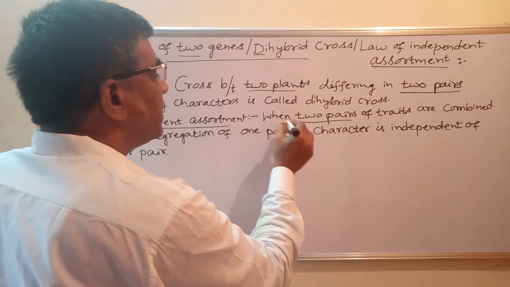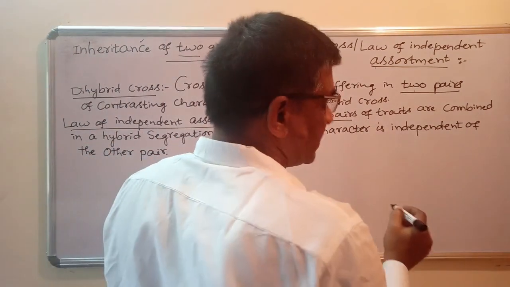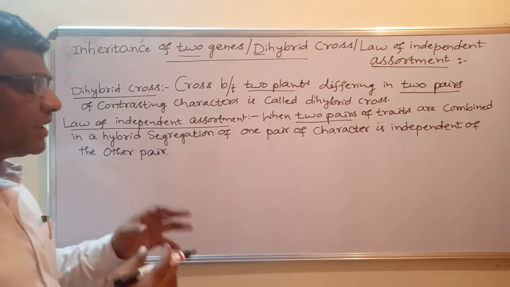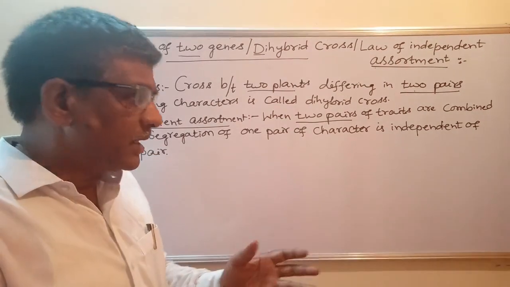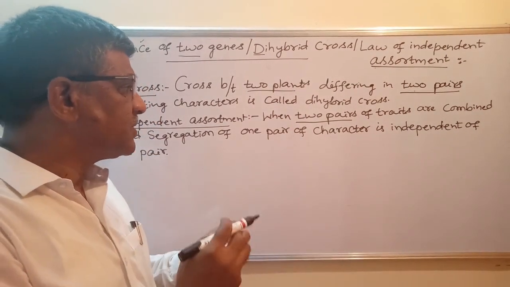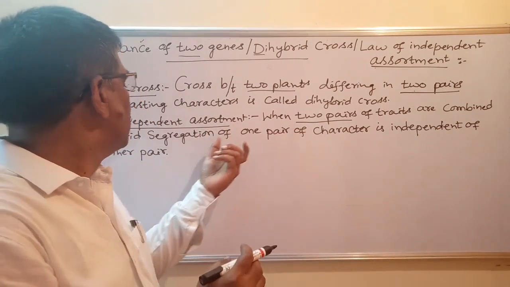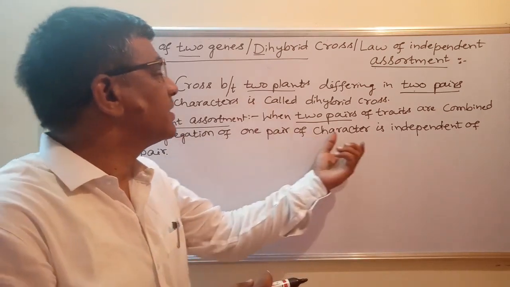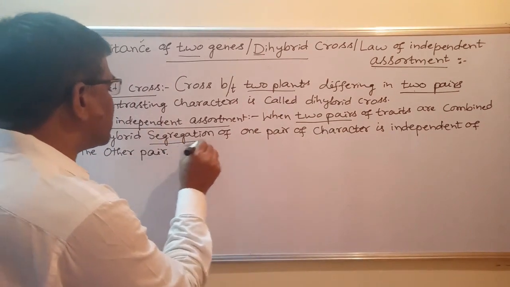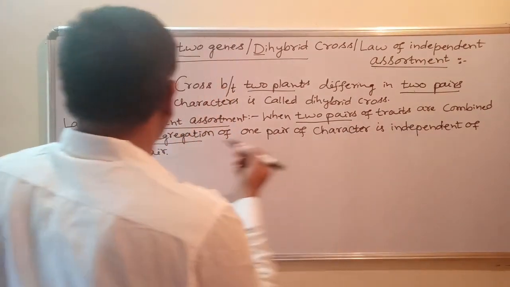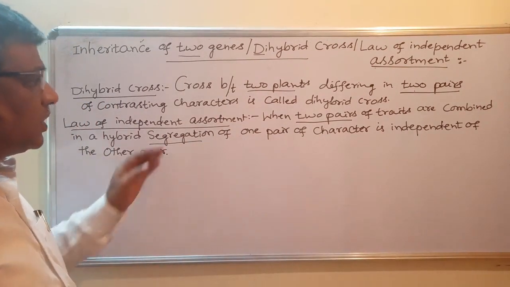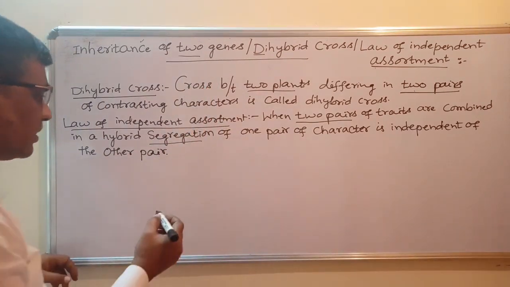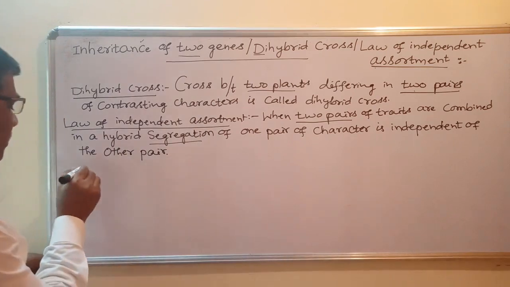So when two pairs of traits, any two pairs of traits, are combined in a hybrid, for example shape of the seed and color of the seed, they are two pairs of traits combined in a hybrid, but the segregation of one pair of characters is independent. Segregation means separation. Separation of one pair of characters is independent of another pair of characters. You can understand this law better by taking an example.